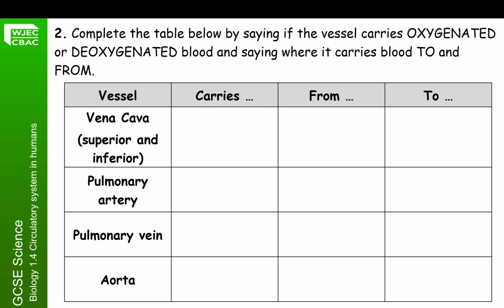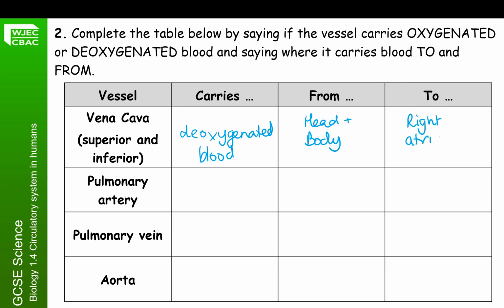Okay, so our vena cava this time is coming in from the right side of the heart. Anything on the right is going to be, and I'm going to do this in the proper colours so that we've got it colour coded, deoxygenated blood on the right hand side of the heart. It's carried it from the head and the body, and it's going to take it into the right atrium of our heart.